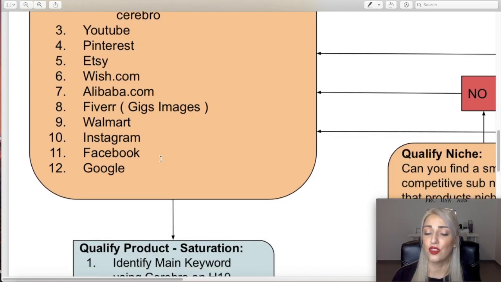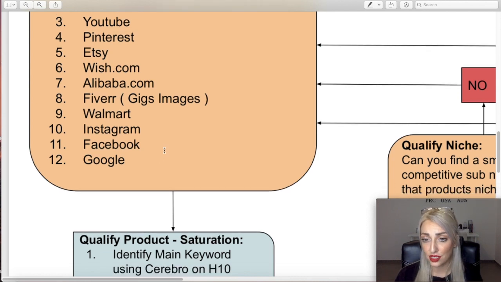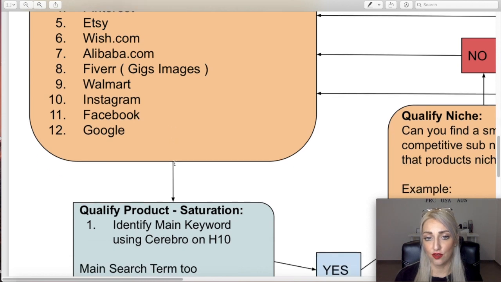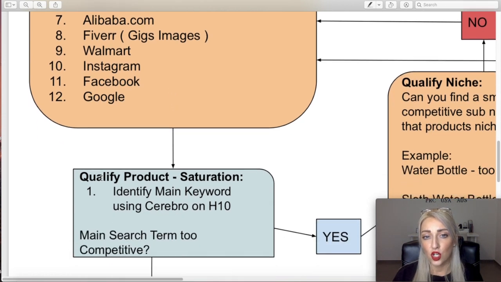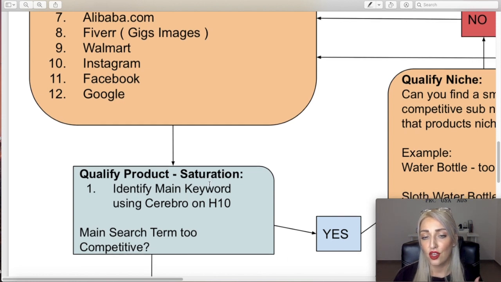Once you've done that and you think you have identified a product, you now need to qualify it. And that's where the fun stuff begins. So, qualifying a product, the first step is saturation. Is this too saturated? The main way to know that is to identify the main keyword. You can do that by using Cerebro. So you grab the ASIN of one of the best-selling products and then you put that into Cerebro on Helium 10, and by that you'll be able to identify the main keyword.